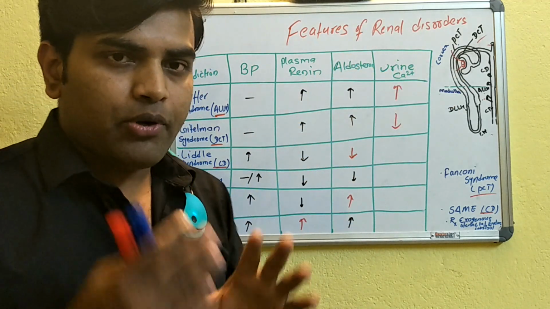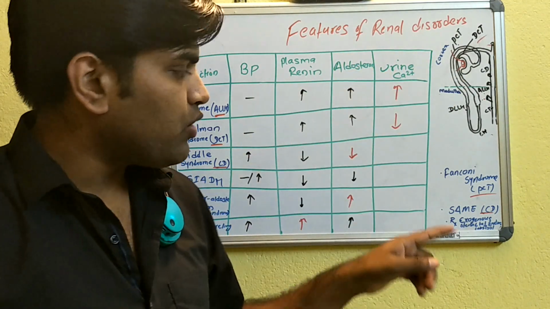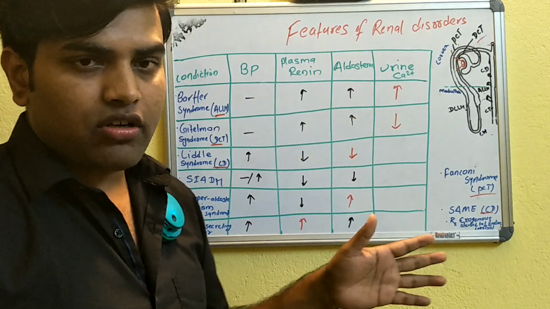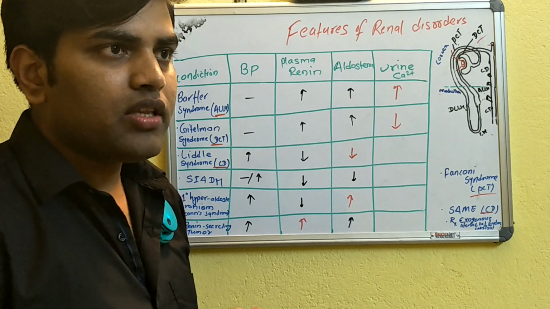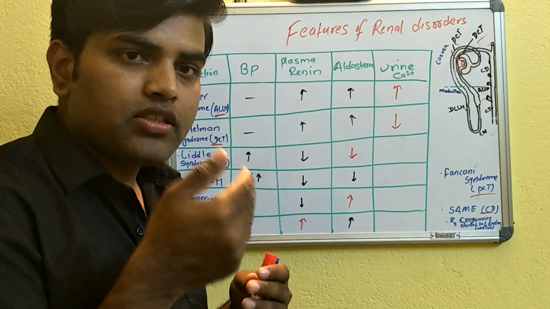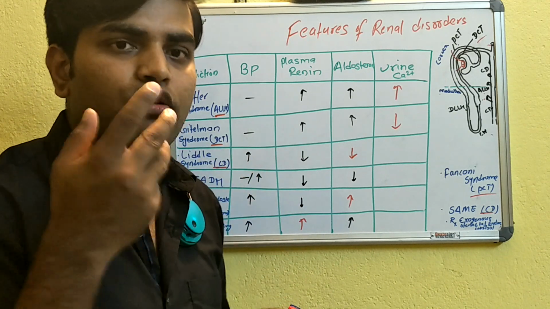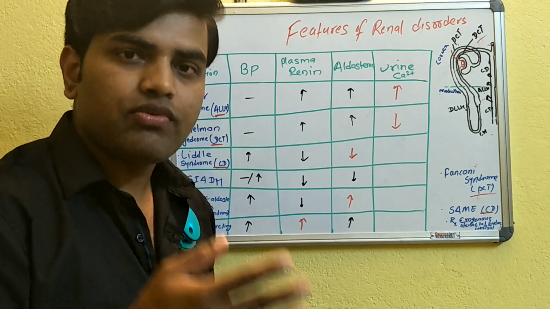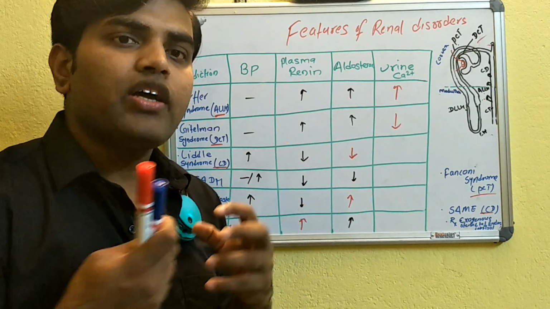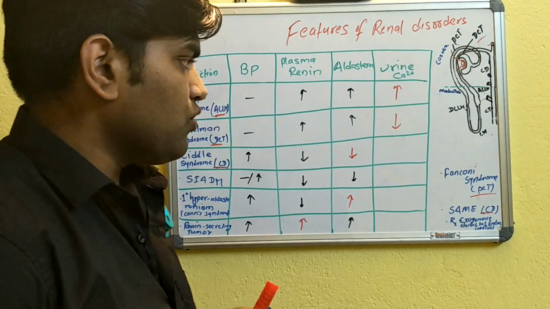Then in the proximal convoluted tubule, the absorptive defect is known as Fanconi syndrome, and we have talked about what the causes can be. The main thing is that in the proximal convoluted tubule there is an absorptive defect by which all the substances like glucose, amino acids, sodium, phosphate, bicarbonate, everything is getting excreted. It is not being reabsorbed. Okay, so that is known as Fanconi syndrome.